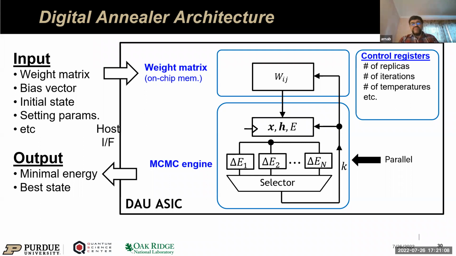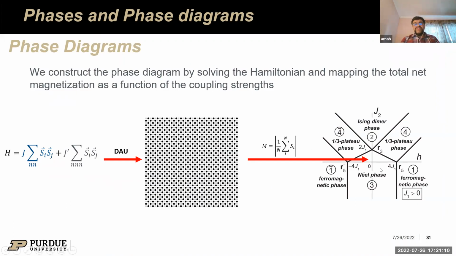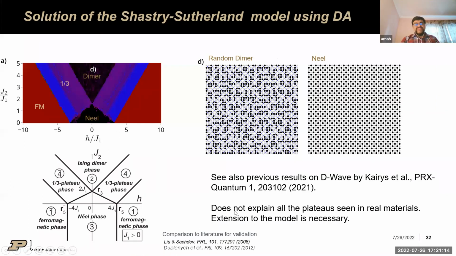So when we did that, we were able to get some of the same phase diagrams that we saw using the D-Wave machine on the Fujitsu annealer. So these are the results from the Fujitsu annealer. This is the J1, J2 ratio, and this is the magnetic field. For certain values of J2 by J1 and the magnetic field, you should get a magnetic dimer. And this is how the magnetic dimer looks on a 60 by 60 lattice. And this is indeed a dimer phase.